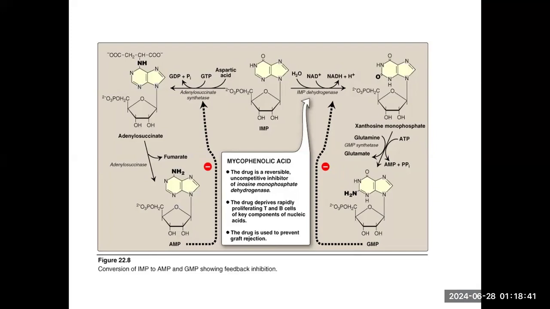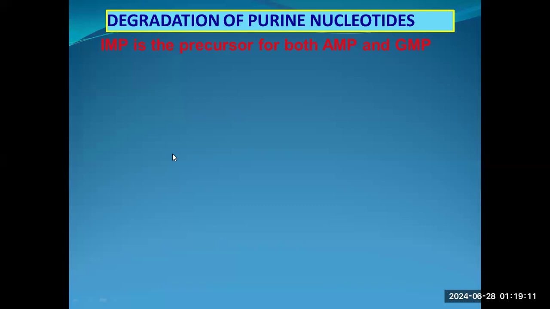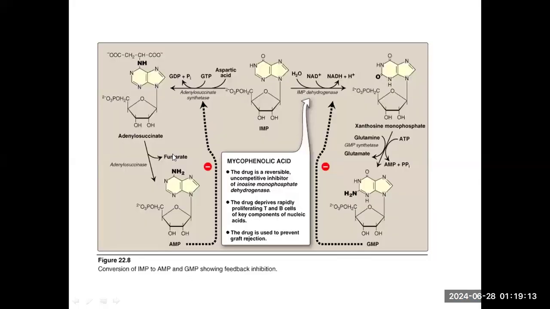Now, as I pointed out, from the IMP, which is the parent compound, we get the formation of GMP as well as AMP. As we have discussed earlier, you can see right here IMP in the presence of aspartate and GTP is converted into adenylosuccinate, and then the fumarate is released by the adenylosuccinase enzyme, and we get the formation of AMP.